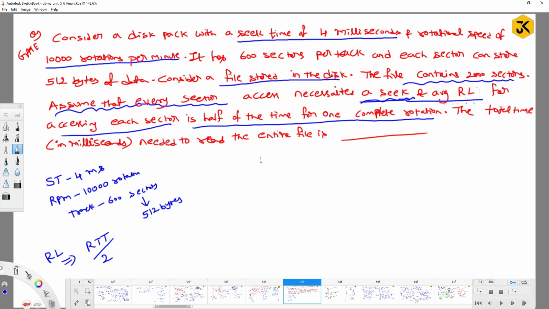So finally, what are they trying to ask? They are asking for the access time, right? So what is the formula for access time? Seek time plus rotational latency plus data transfer time. They have clearly mentioned seek time is 4 milliseconds and rotational latency is 1 RTT by 2. So you need to calculate 1 RTT. What is the 1 RTT value?